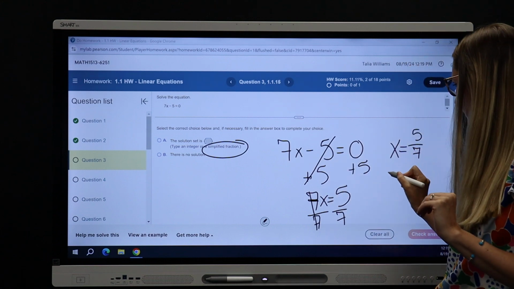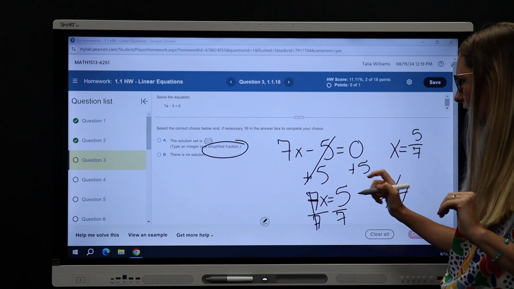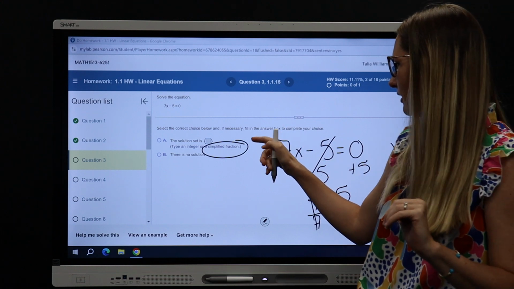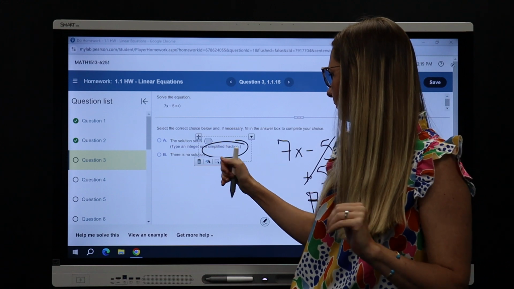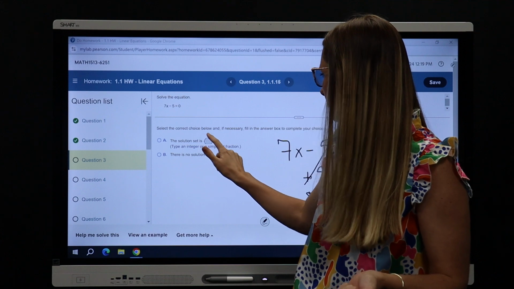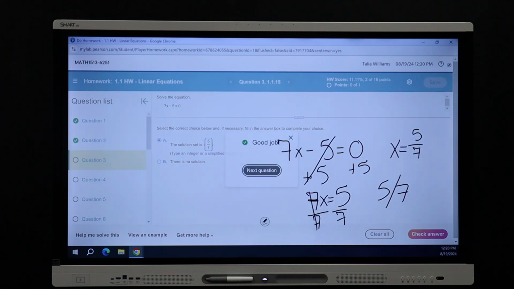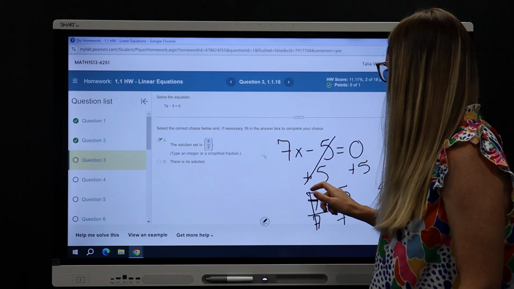When I type it in, I'm going to do 5/7, because it'll make it the fraction in there. But I need to click that, and I'm going to type it in. 5/7. Okay.